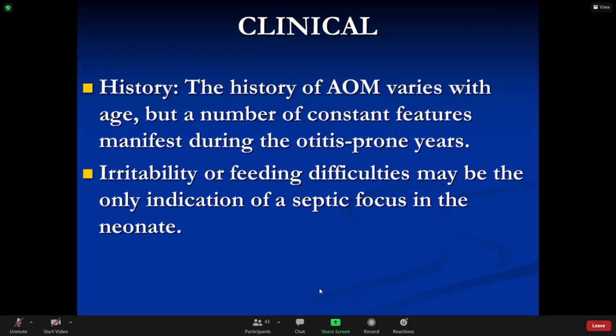Irritability and feeding difficulties may be the only indication of a septic focus in a newborn, somebody in the neonatal period. History varies with age.